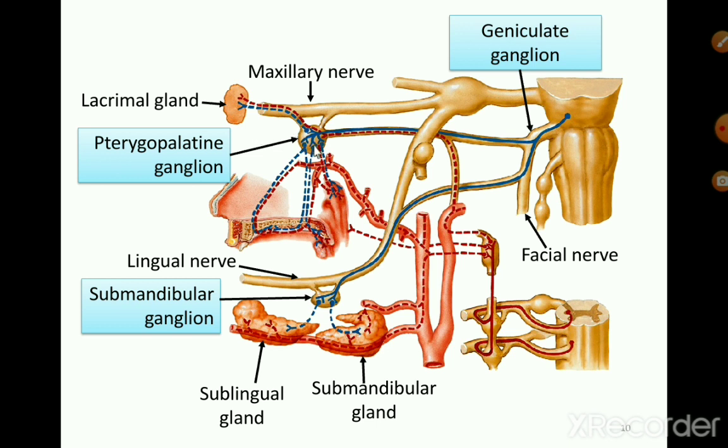And pterygopalatine ganglion is located in the pterygopalatine fossa, which is below the maxillary nerve and anterior to the median nerve. Then the submandibular ganglion, which hangs on the lingual nerve by anterior and posterior roots and rests on the hyoglossus muscle.